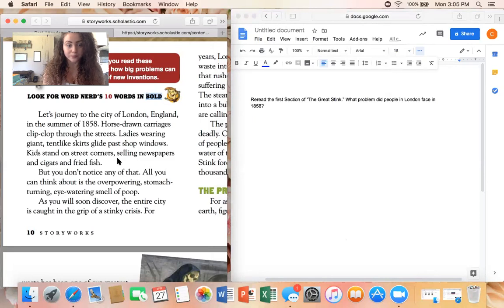Okay, all right. Let's journey to the city of London, England, in summer of 1858. Horse-drawn carriages clip-clop through the streets. Ladies wearing giant tent-like skirts glide past shop windows. Kids stand on street corners selling newspapers and cigars and fried fish. But you don't notice any of that. And all you can think about is the overpowering, stomach-turning, eye-watering smell of poop.